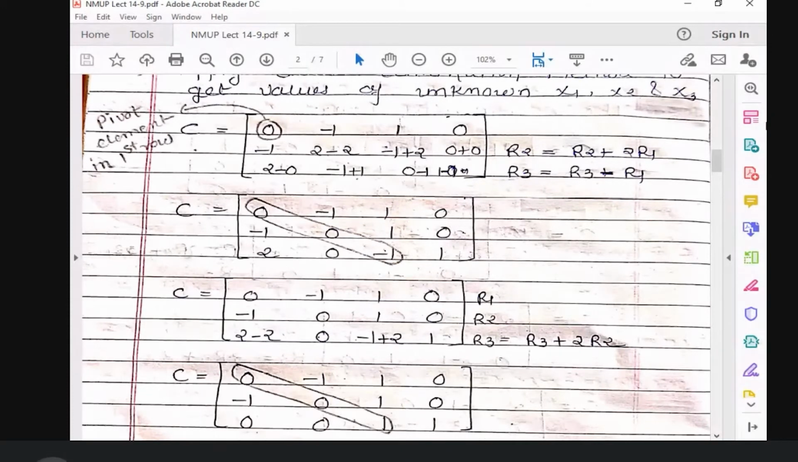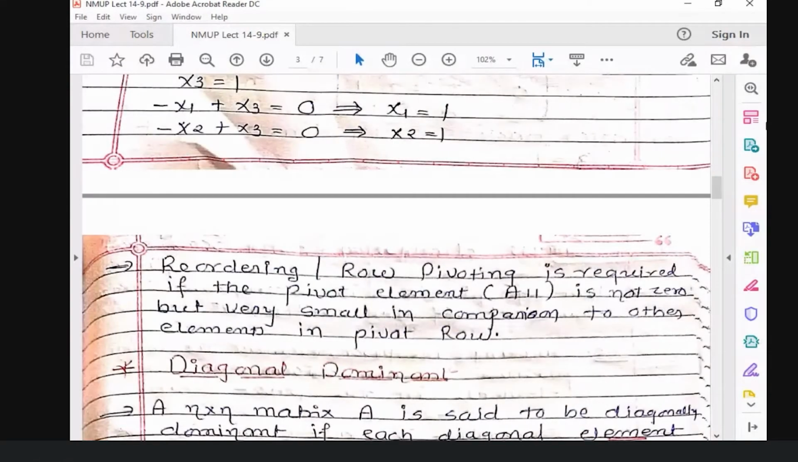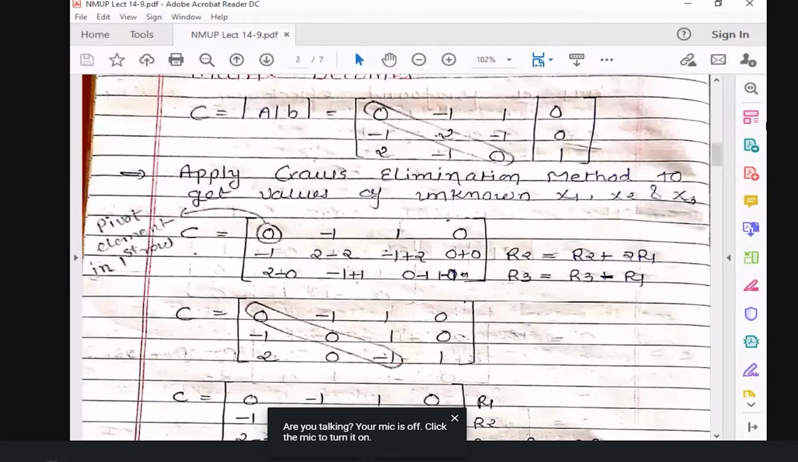Now what do we have to do? We have to compare this pivot element with the remaining elements. If it is equal to 0, then obviously we get the remaining values near unit. But if it is not 0, then we have to check it. It should not be very small in comparison to the other elements in the pivot row. Because if this one is very small compared to the other elements, suppose instead of 0 it is like 0.125 or 0.33 or 0.25, then what happens?